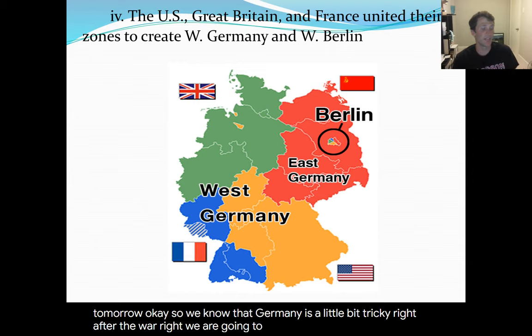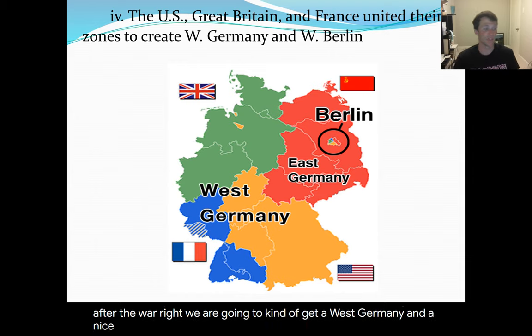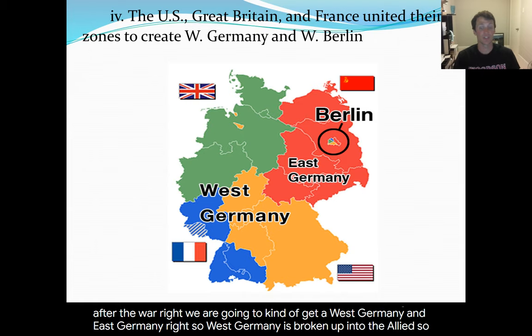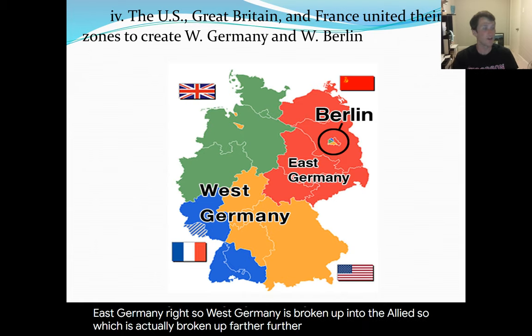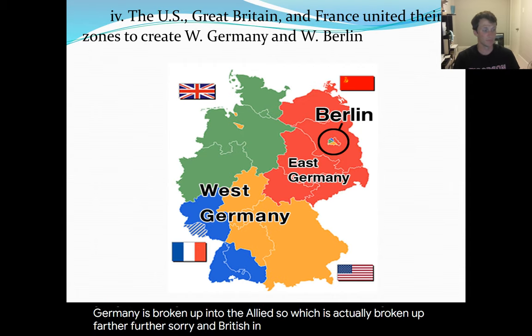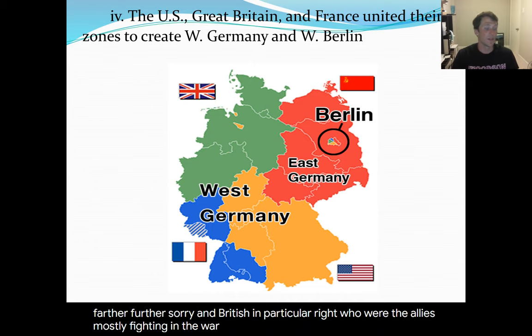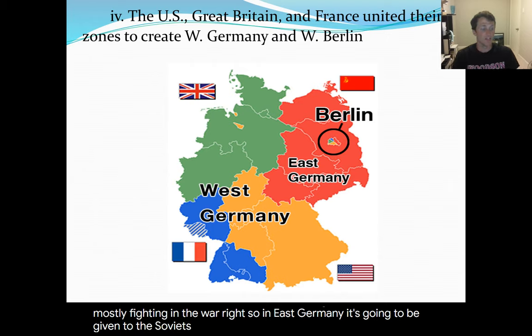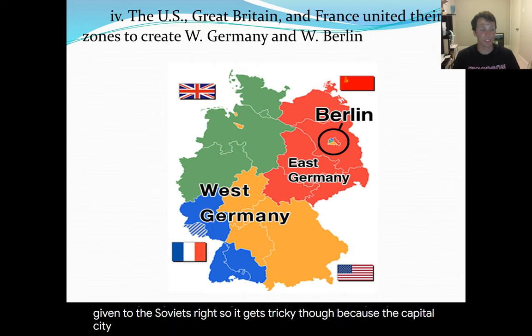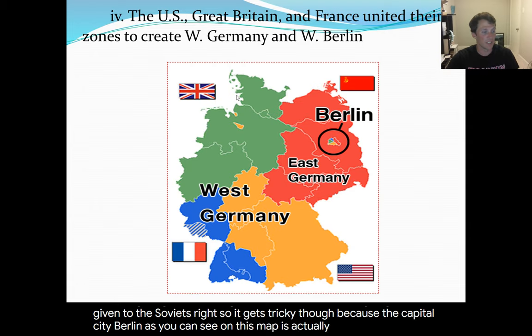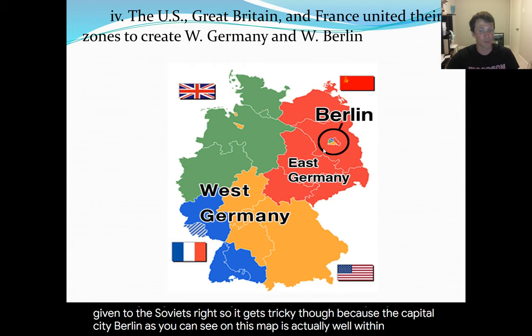Okay, so we know that Germany is a little bit tricky right after the war. We are going to get a West Germany and an East Germany. West Germany is broken up into the Allied zone, which is broken up further into French, American, and British, who were the Allies mostly fighting in the war. East Germany is given to the Soviets. It gets tricky though, because the capital city Berlin, as you can see on this map, is well within East Germany itself.